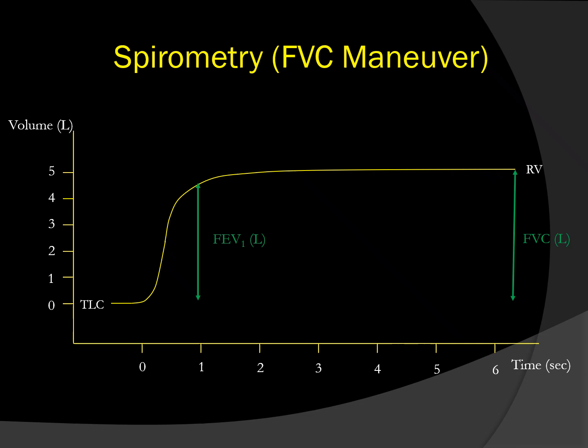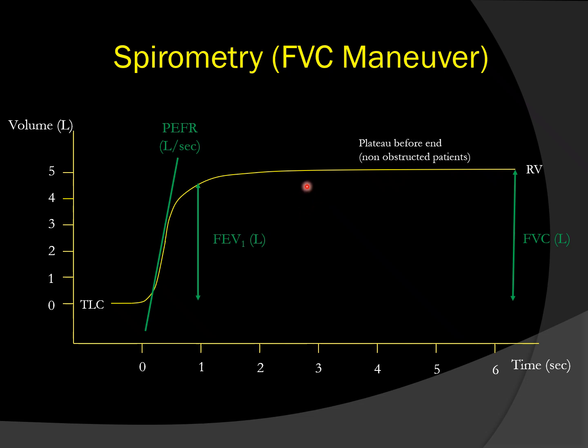So graphically, we see at the 1 second point, we can see how much volume came out. That's the FEV1. We can see the slope of the graph is the flow, how fast the volume is coming out per time. So the steepest slope, indicated here by the green line, is called the peak expiratory flow rate. Only at the steepest point can we measure the peak expiratory flow rate.